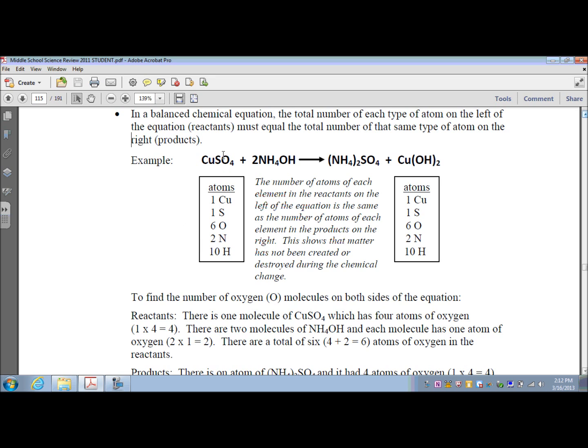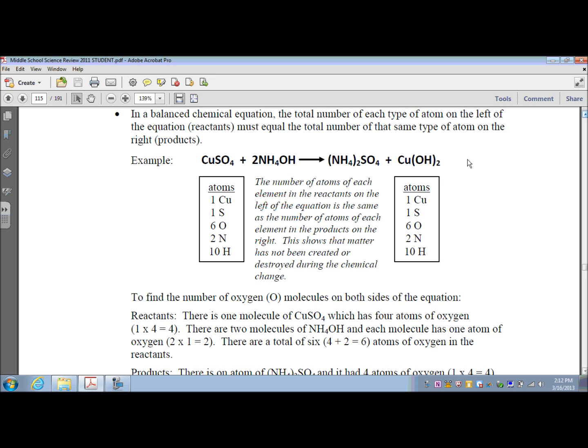So once again, we have 4 here, and then 2 here, because this large 2, this coefficient, is distributed to the N, to the H, to the O, and to the other H. So since this 2 is distributed to the O, there's 2 oxygens here, plus the 4 here. So that's a total of 6 oxygens.